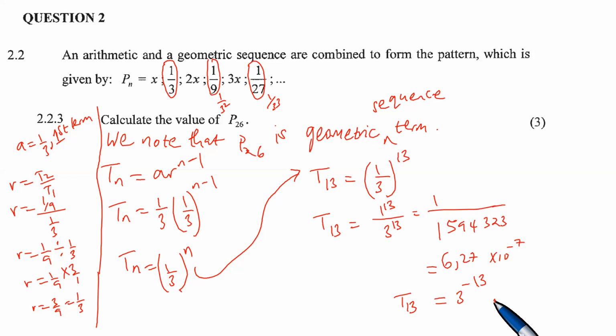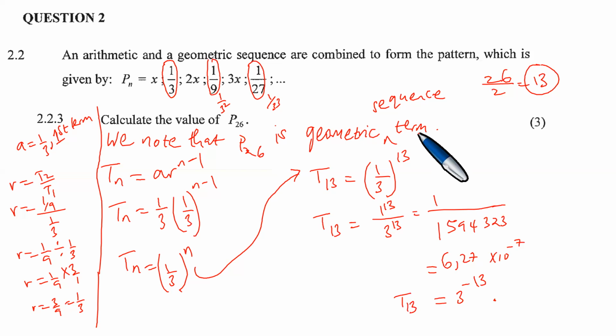Right, because it is P26, we do T13. Why are we calculating T13 from P26? Why 13? Because we realize that 26 divided by 2 will give us the number 13. But also because this is a combined series, one term is of the arithmetic sequence, the next one is geometric, arithmetic, geometric, arithmetic, geometric. So half will be arithmetic and half becomes the geometric sequence terms.